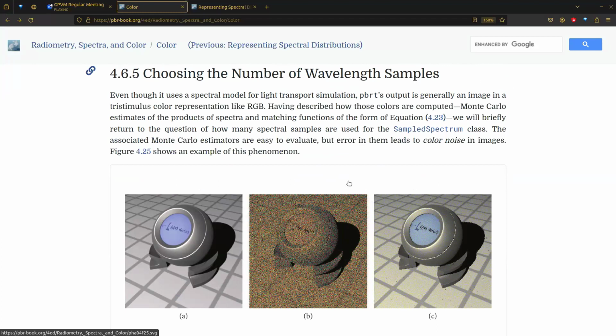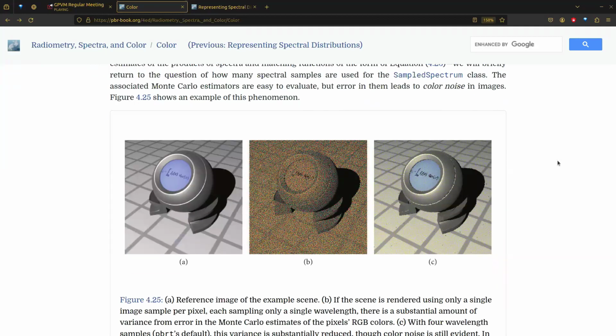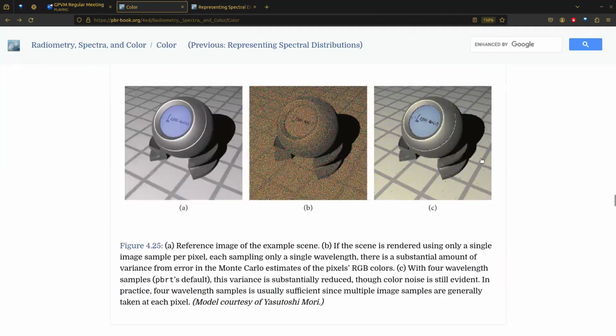4.23. We briefly return to the question of how many spectral samples should be used in that sampled spectrum class. We're building up the histogram, I guess. Associated Monte Carlo estimators are easy to evaluate, but error leads to color noise in images.